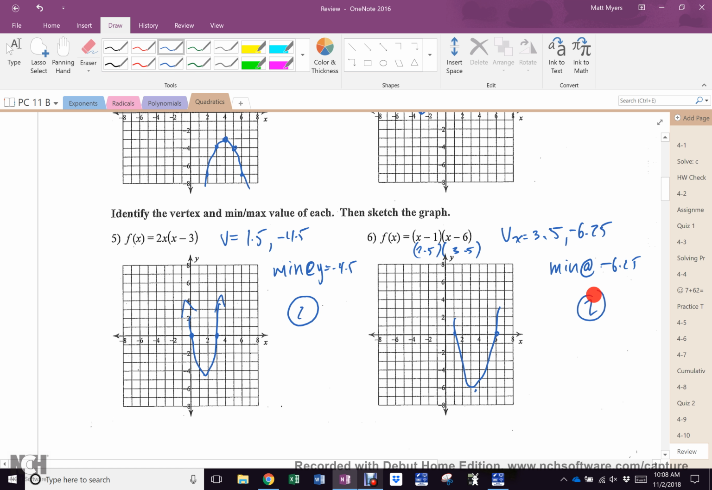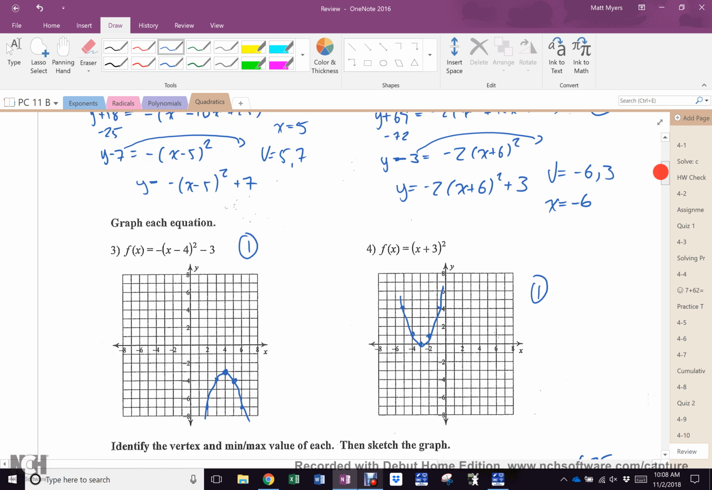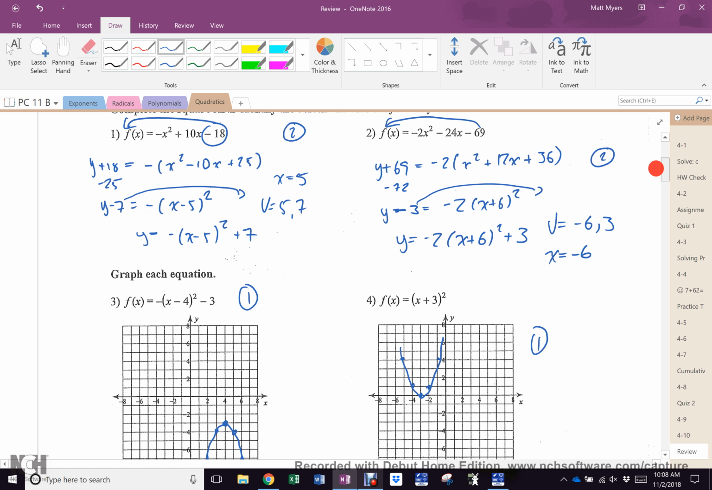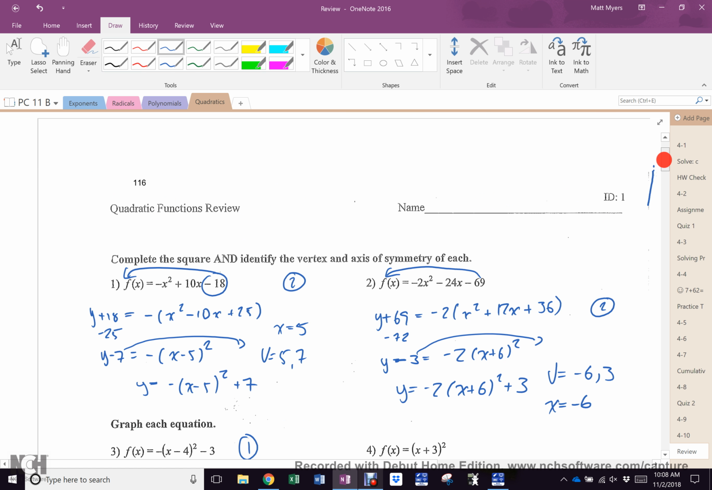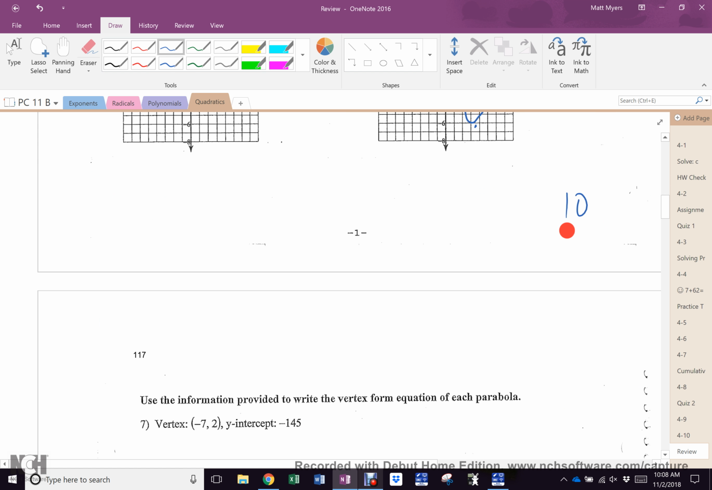2 marks there for a total of 2, 4, 6, 8, 10. 10 marks on the first page. Any questions? Going once, going twice, going thrice. Sold. Page over.